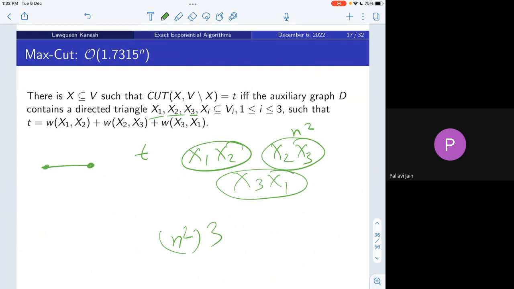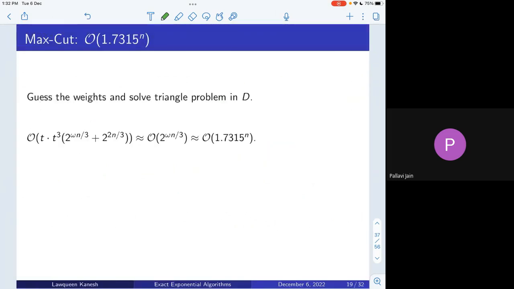So we can just keep these weight edges and remove the others. We can delete whatever is not useful for us and simply find a triangle in this graph. So our running time basically reduces to this: t into t cube, 2 power omega n by 3. And this is for creating the graph, because we are adding all the possible edges between these two pairs, so 2 power 2n by 3. And this is for finding the triangle in the graph, so 2 power omega n by 3.